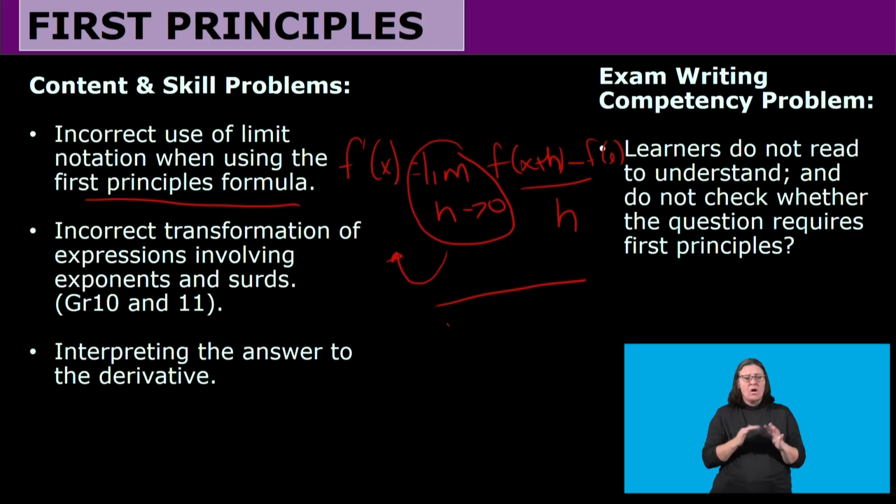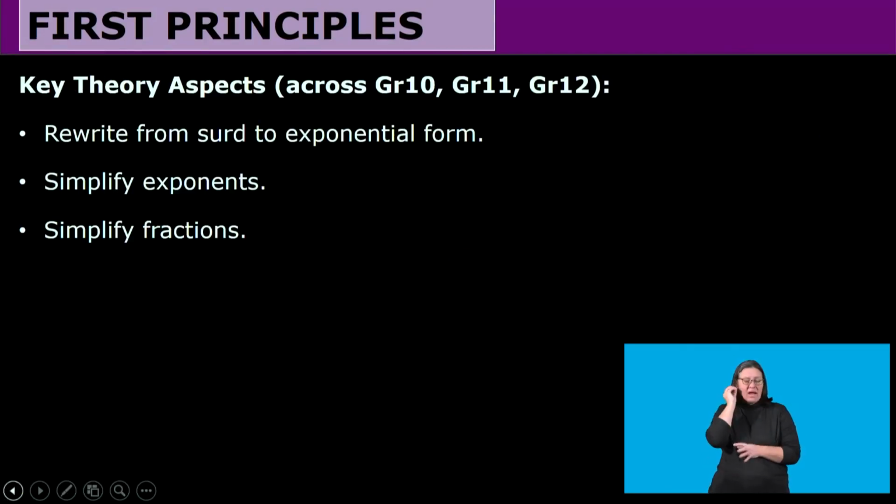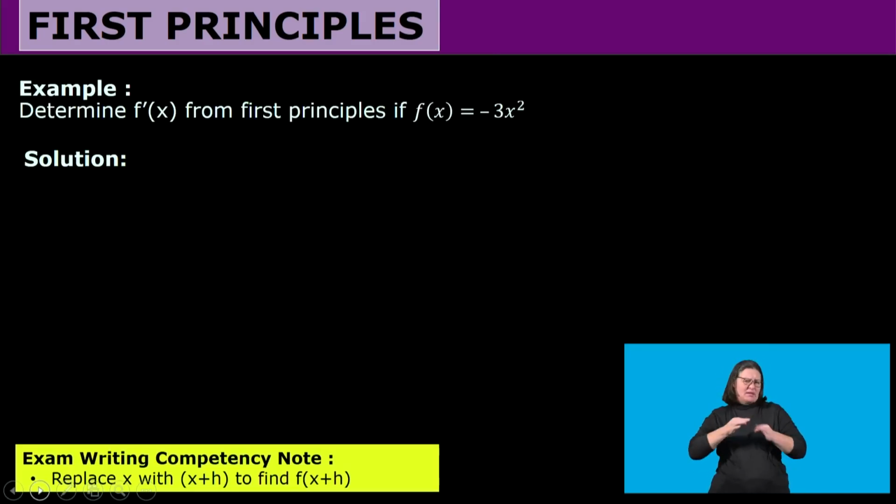Also, we're going to look at how we transform expressions involving exponents and surds, and then interpreting the answer to the derivative. This part here we're mainly going to look at when we look at deriving by rule, but some simplification does come up in first principles. Really, what's important is to read to understand. If the question requires you to use first principles, it will tell you to use first principles in the question, okay? All right, so we need to remember how to simplify fractions, exponents, and surds, which we will go through later on in the lesson.